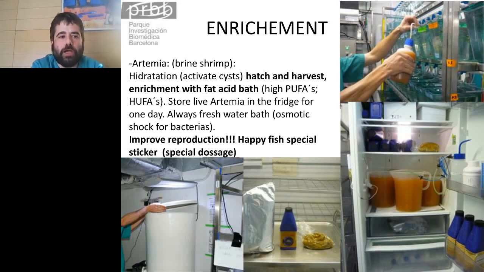We are using the artemia just like food and also as an enrichment. This artemia has a really high PUFAs and HUFAs concentration, so it will help to increase the reproduction rate. Remember that we have the happy fish sticker that will increase the amount of PUFAs and HUFAs that we are giving to our fish. We have a protocol for artemia, and we have a special facility and tank to grow this one up.